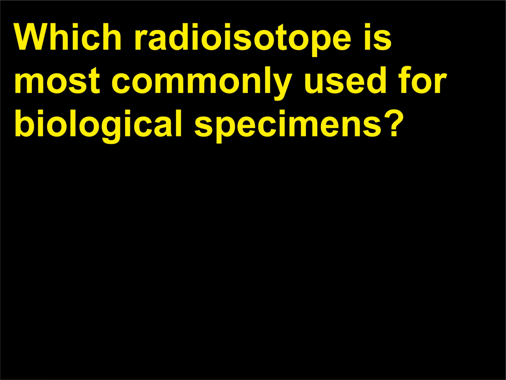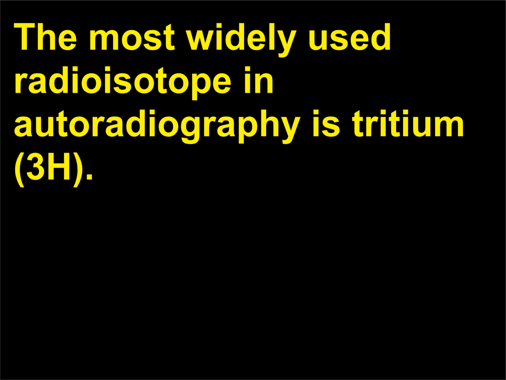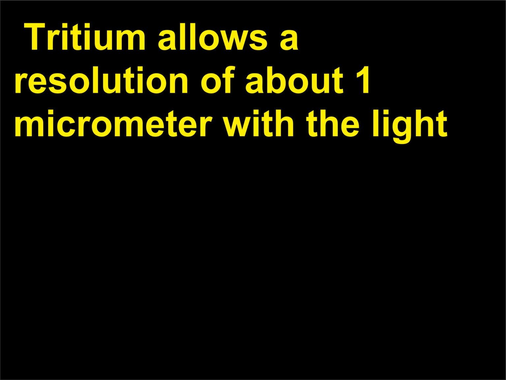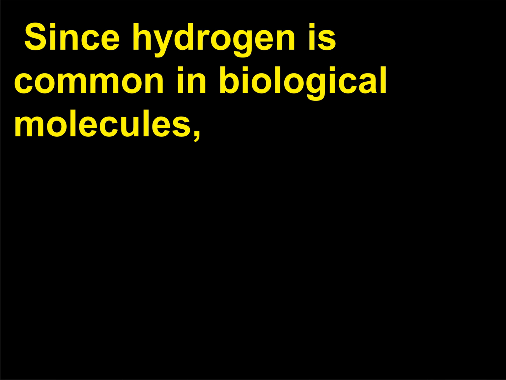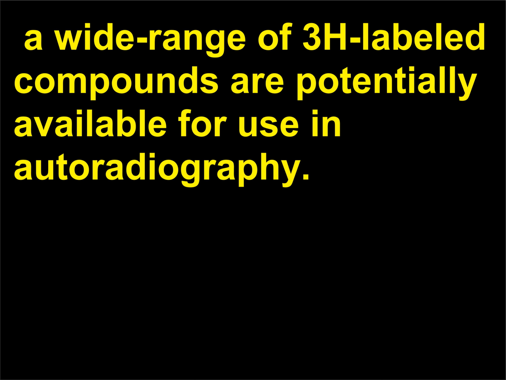Which radioisotope is most commonly used for biological specimens? The most widely used radioisotope in autoradiography is tritium, 3H. Tritium allows a resolution of about 1 micrometer with the light microscope and close to 0.1 micrometer with the electron microscope. Since hydrogen is common in biological molecules, a wide range of 3H labeled compounds are potentially available for use in autoradiography.